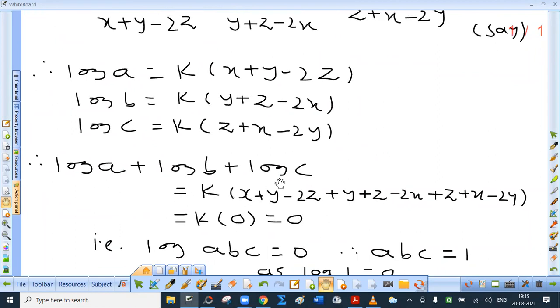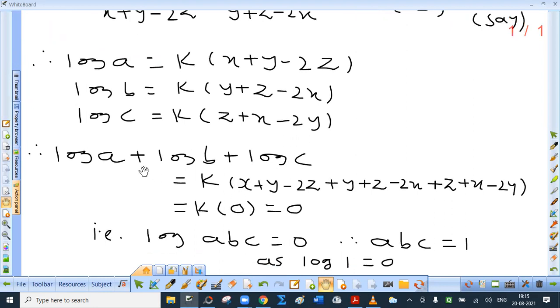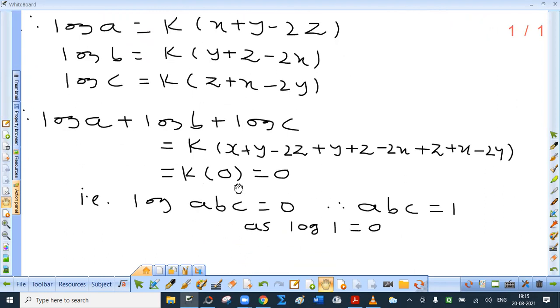Now what is log a plus log b plus log c? Log abc. I hope you won't say taking log common. This is not log into a. Now sum of logarithm is logarithm of product. So log abc equal to 0, but log 1 is 0. So abc must be 1. That's it.